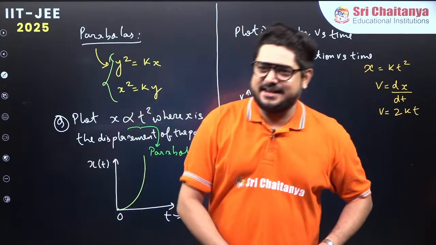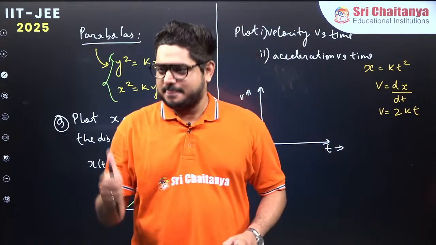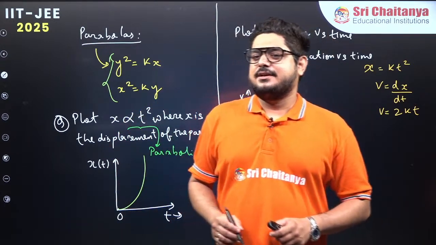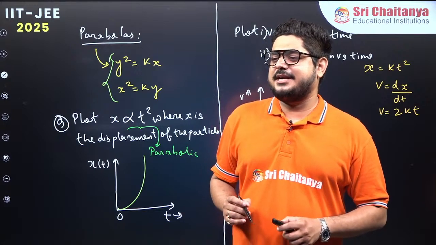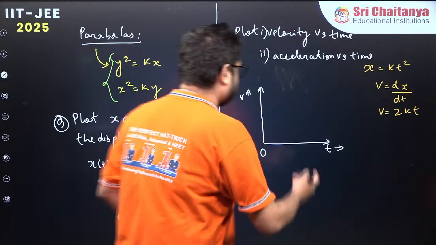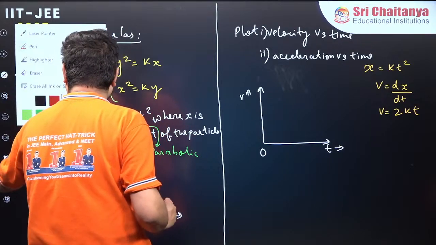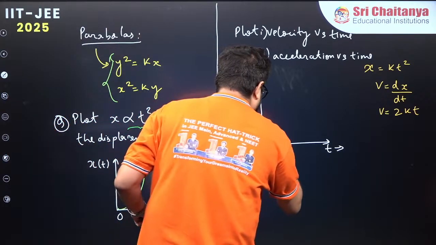If it's a straight line, give me a thumbs up. Yes. Write it down over there. What's the straight line? It's going to be a straight line passing through the origin. So if I just try to plot this straight line, this is going to be the nature of it.